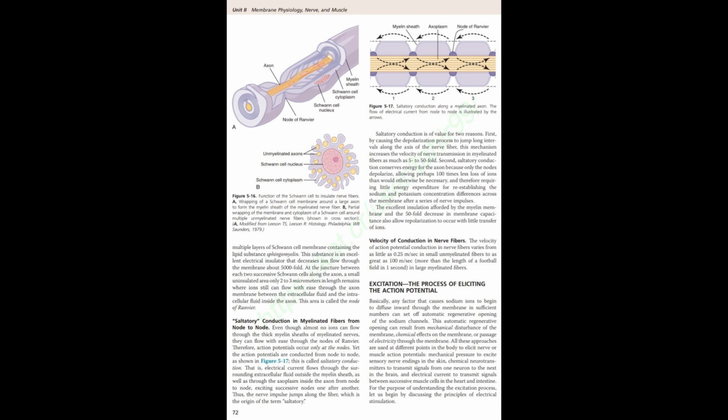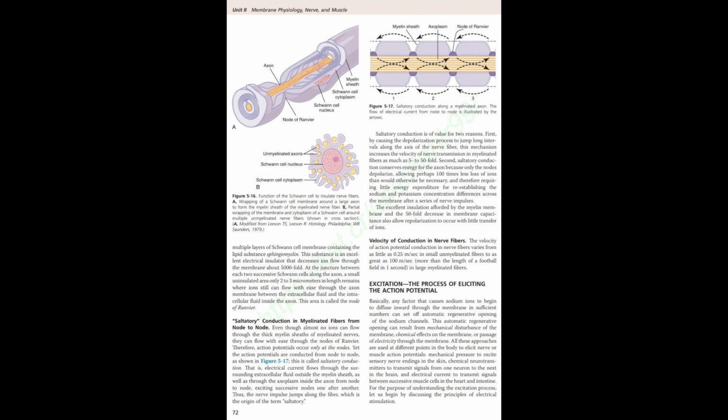There is electrical current flow through the surrounding ECF outside the myelin sheath, as well as through the axoplasm inside the axon from node to node, exciting successive nodes one after another. The nerve impulse jumps along the fiber, which is the origin of the term saltatory. And we have already talked about the value of saltatory conduction. First, by causing the depolarization to jump long intervals along the axis of the nerve fiber, this mechanism increases the velocity of nerve transmission in myelinated fibers as much as 5 to 50 fold.